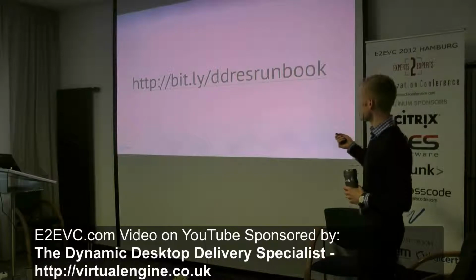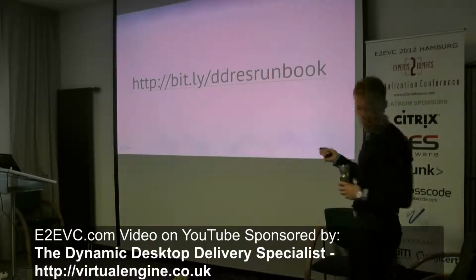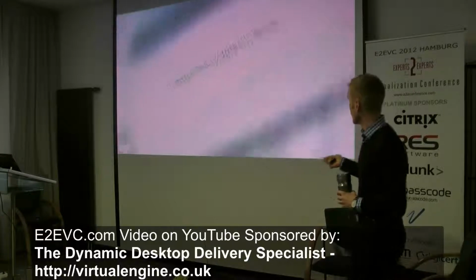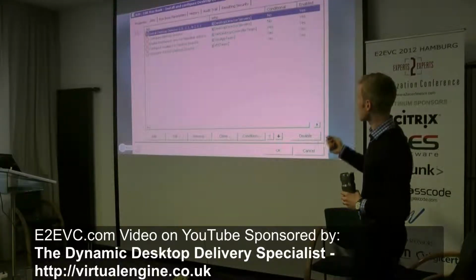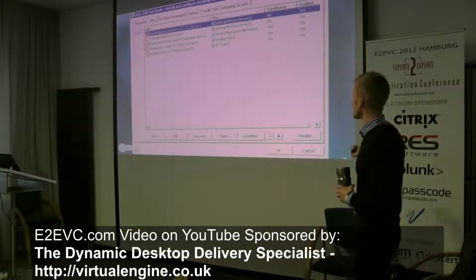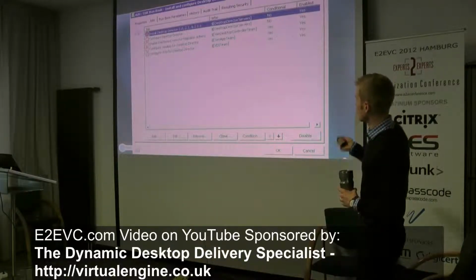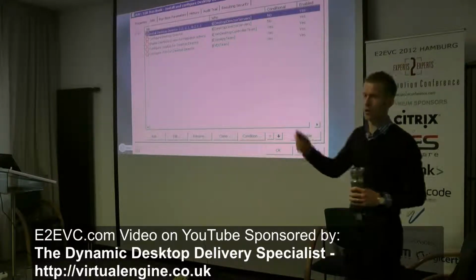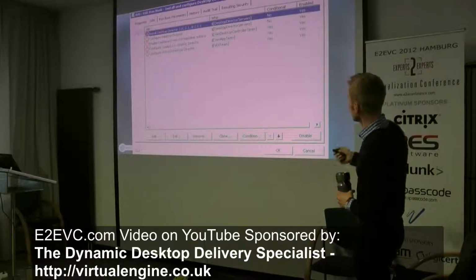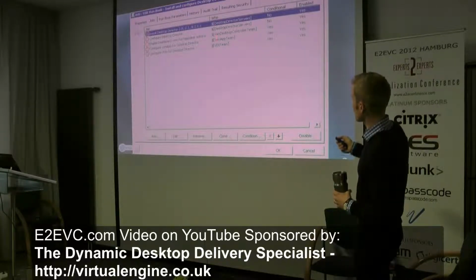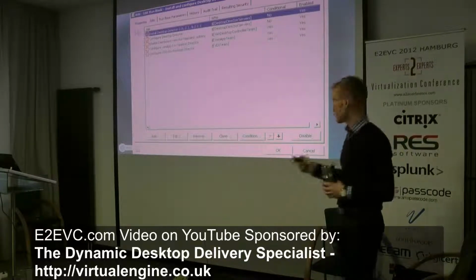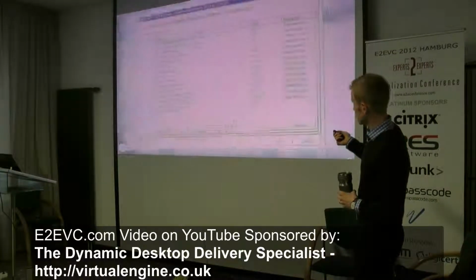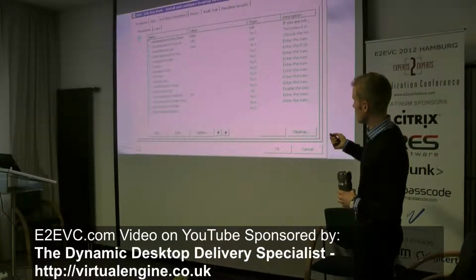So, bit.ly/ddres runbook. And I'll just quickly show you, for those of you that don't know Automation Manager, what a run book sort of looks like. So it's a set of jobs here that will run on different Automation Manager agents or teams, which are basically groups of agents. So all these things here with $1 in front of them are basically parameters that you would fill in, and here are the parameters for the whole run book.